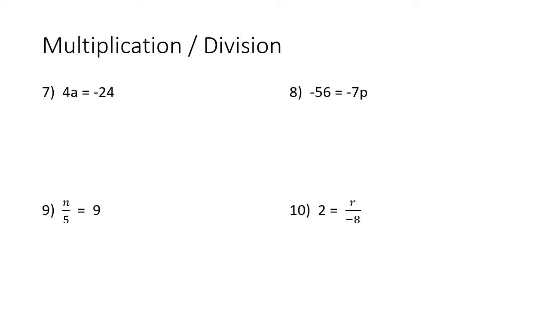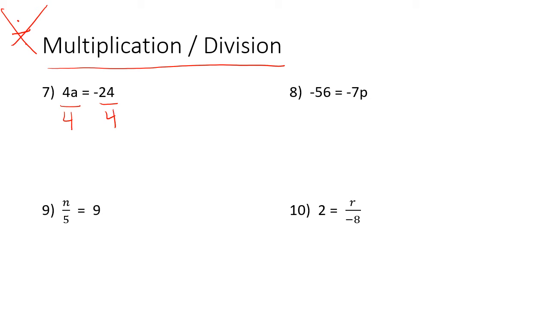We're now going to look at examples of multiplication and division. Let's look at number 7. 4a equals -24. Just as Mr. Wurst says, when you have two things up against each other, touching each other, the operation is multiplication. So we have 4 times a equals -24. The inverse operation of multiplication is division. So we show that with a fraction line. Please do not use the division symbol. We are going to show division by a fraction line.